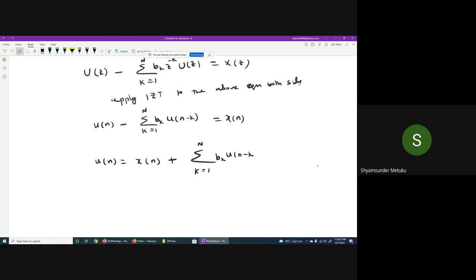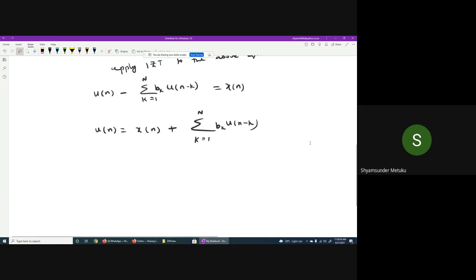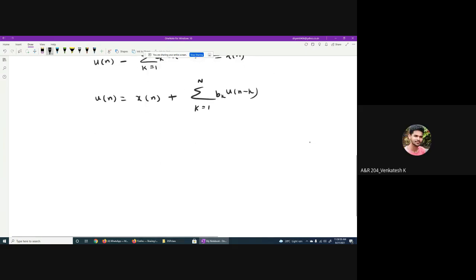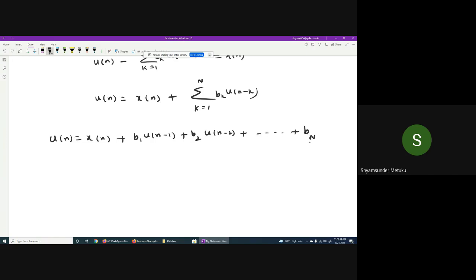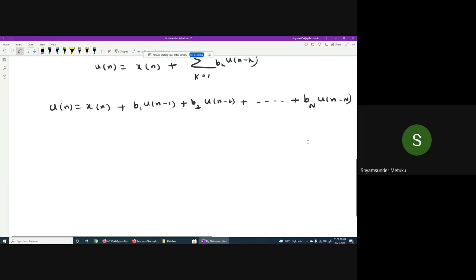Can I write this way? Right or not? Yes, sir. Then u of n, you can write x of n plus b1 u of n minus 1 plus b2 u of n minus 2, plus it goes on up to b_N u of n minus N. Is that clear? Yes, sir. Now I have part 1: the input will be x of n, the output will be u of n.